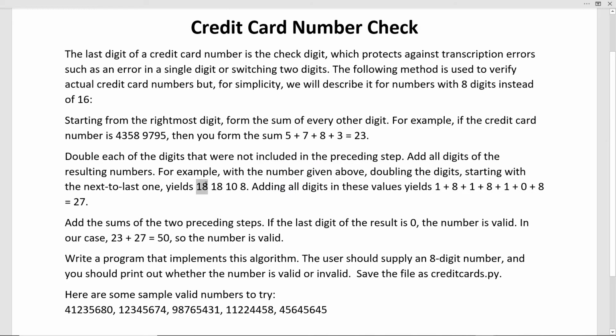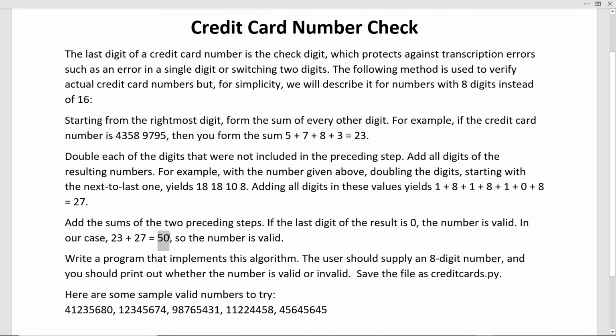Then you take the two digits of that number, separate them, and add them to each other to get a total of 9. You keep adding each single digit together, and you end up with a sum of 27 in this example. So you have two sums: the first sum is 23, the second is 27, and then you add them up to get a total.